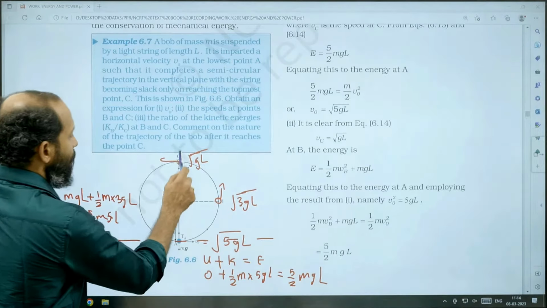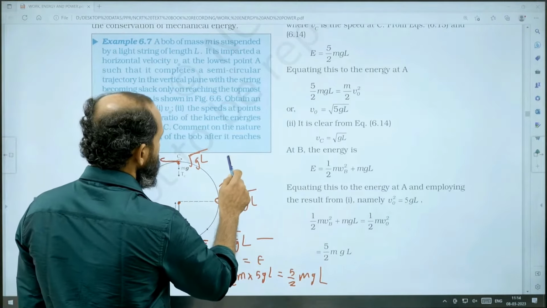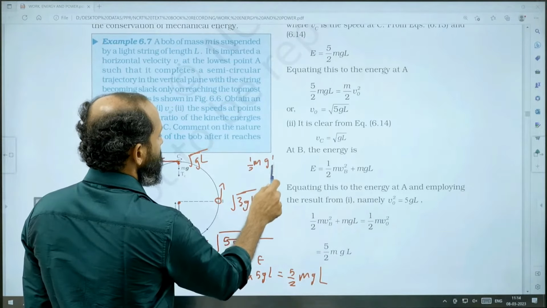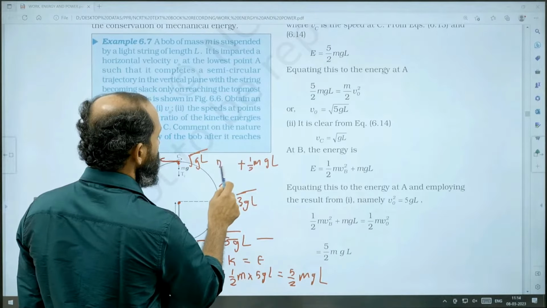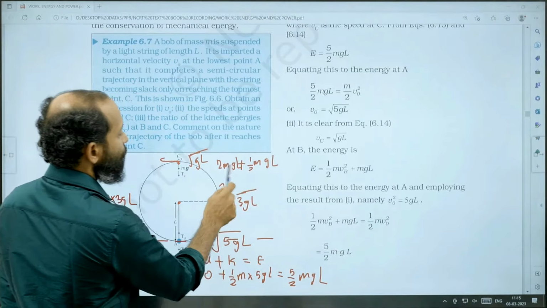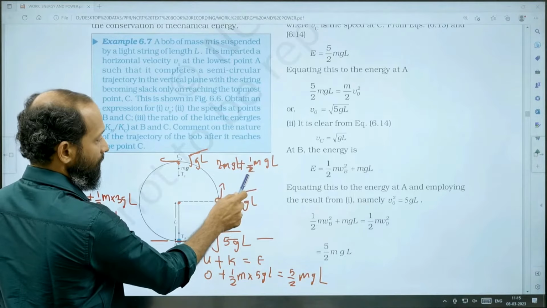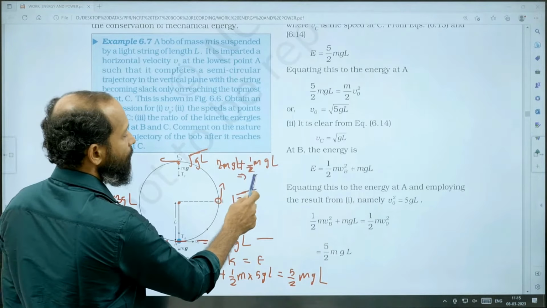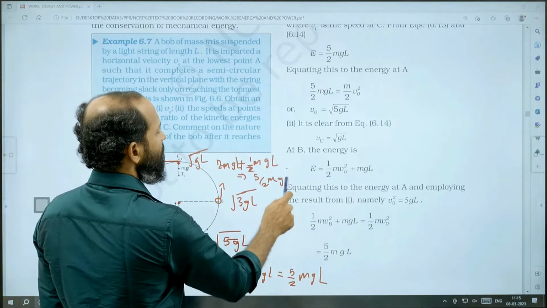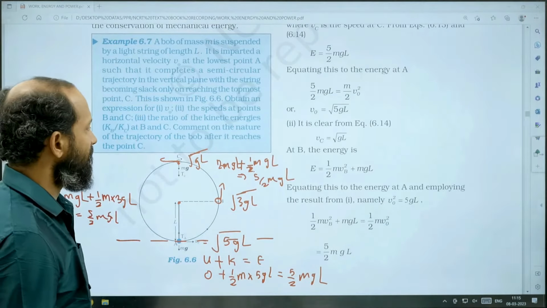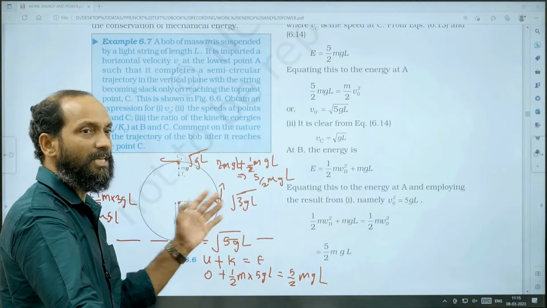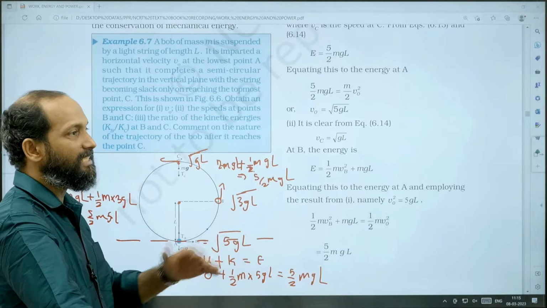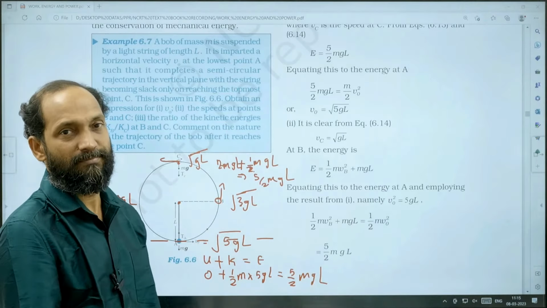When it is at the top, what is the kinetic energy? Half m into root gL square, that is half mgL, plus potential energy 2 mgL. So 2 plus half is 5 by 2 mgL. So everywhere the total mechanical energy is 5 by 2 mgL. Kinetic and potential energies adjust internally, but the total remains a constant.